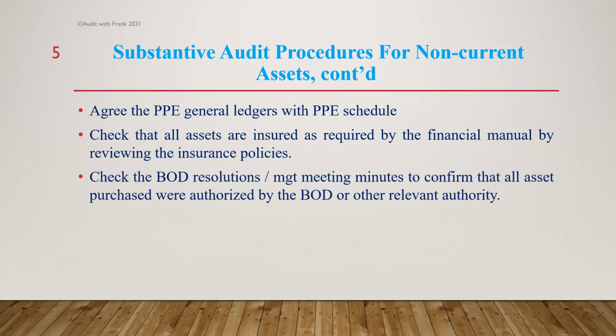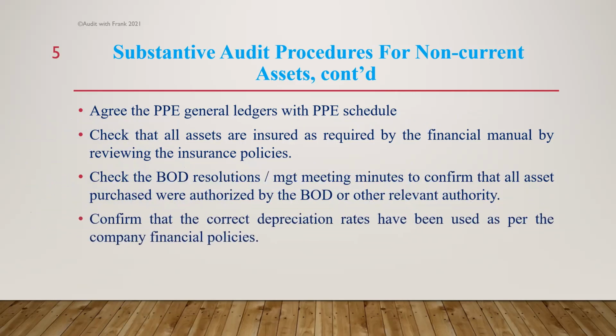Also, to confirm that all assets are purchased following the procedures, you need to look at the resolutions of the board, because in some corporations you find that the board must authorize the purchase of these assets because some of them are always purchased at very huge or substantial amounts. So the policies may require board resolution or even an approval from management. So we need to look at those resolutions to confirm that all purchased assets were actually approved by the relevant authority.